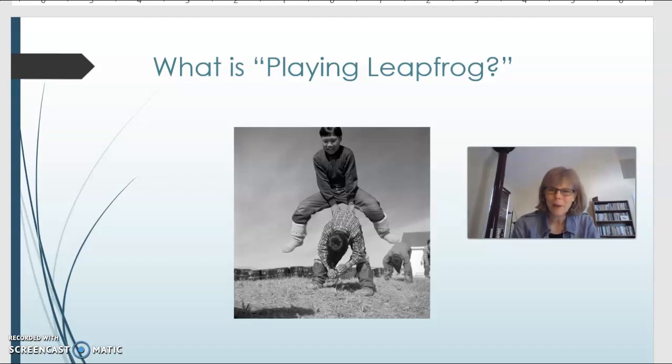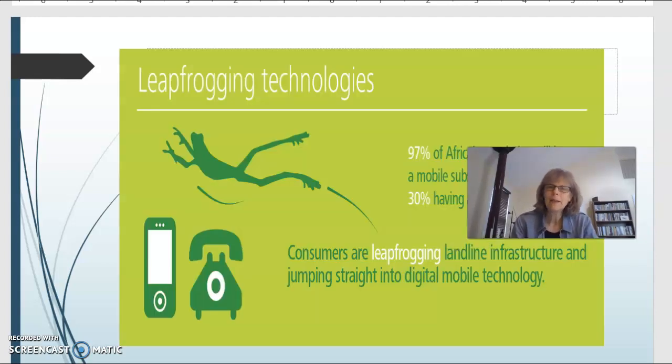I just wanted to give you this picture. This is like the game that kids play when they play leapfrog. Everyone bends down and one of the kids gets to jump over everyone. And then when this child gets to the end of the line, that child bends down and the last child gets to jump over everyone. And that's just the game of leapfrog, jumping over. But this leapfrog technology is a term that's being used to talk about this type of innovation.